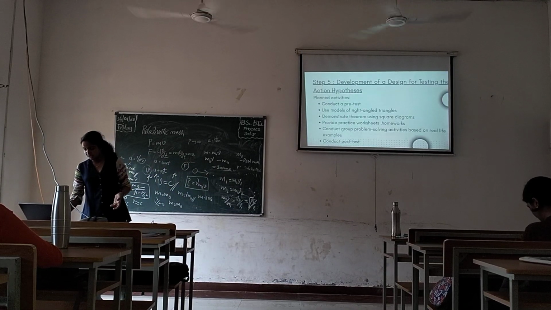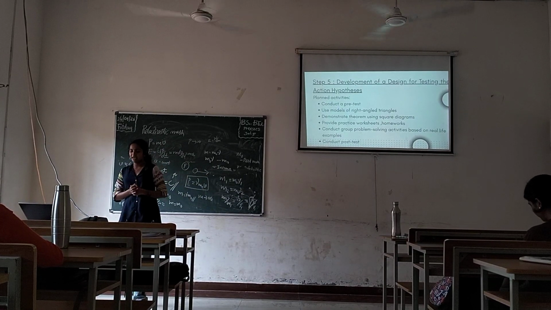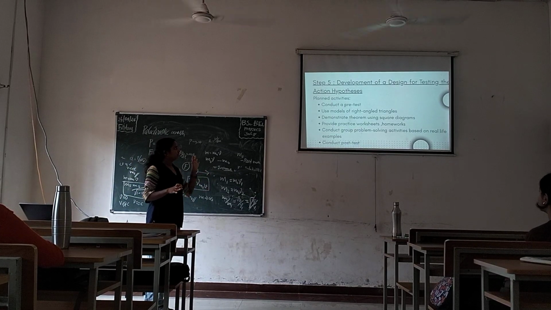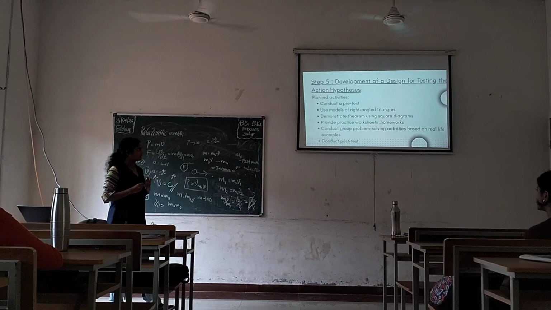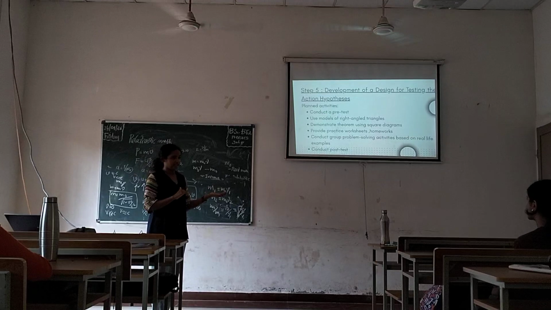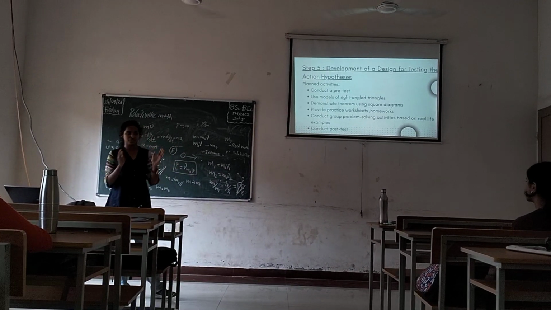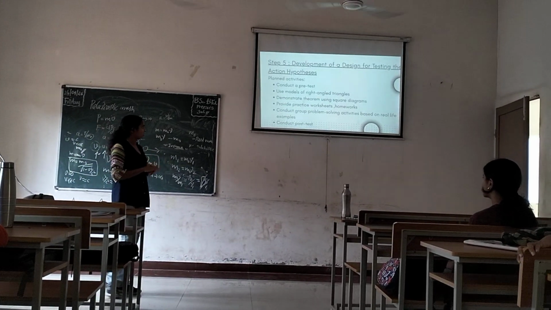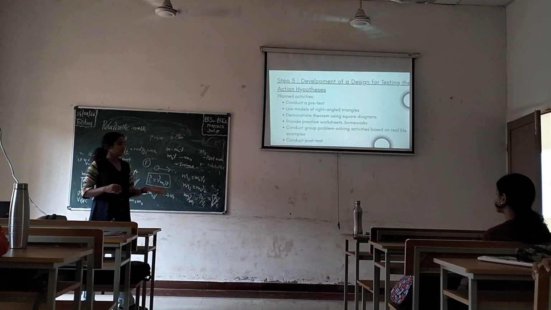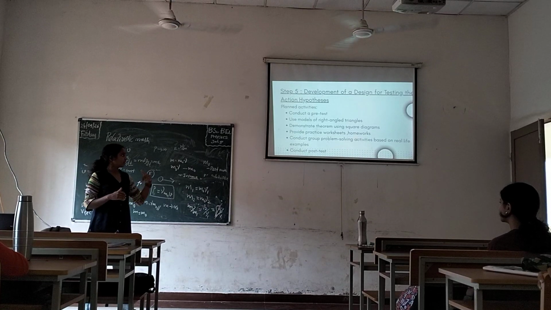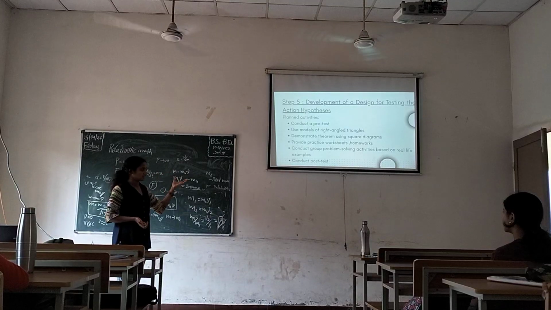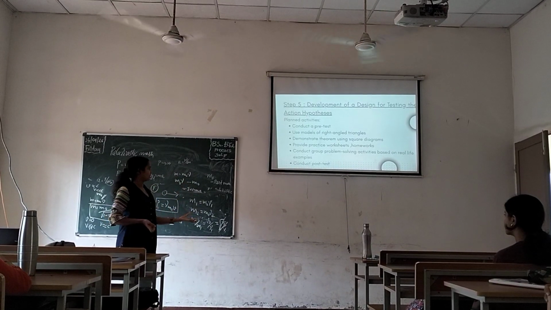And in order to put this into practice, she is planning to conduct a pre-test first to identify the level, then use models of right angle triangles. The teacher will use models of right angles, like teaching aids and teaching materials, to make the children visualize and understand. Then demonstrate the theorem using square diagrams. We all know how to demonstrate the Pythagoras theorem using squares. So the teacher may demonstrate it to the students for better understanding.